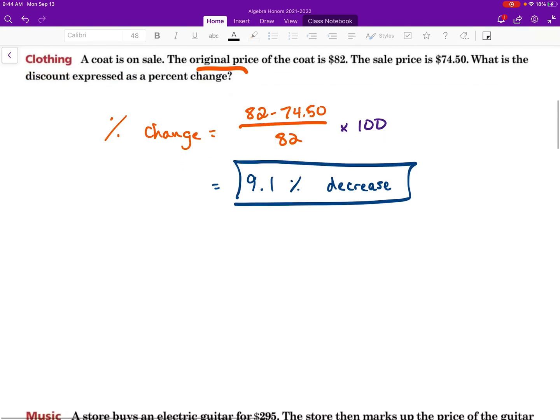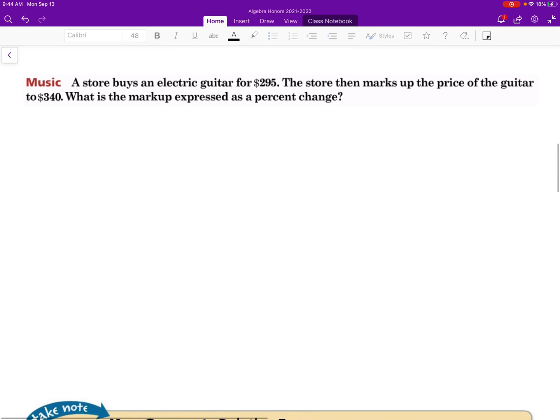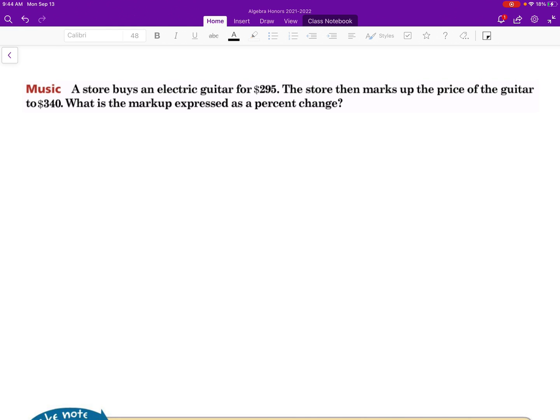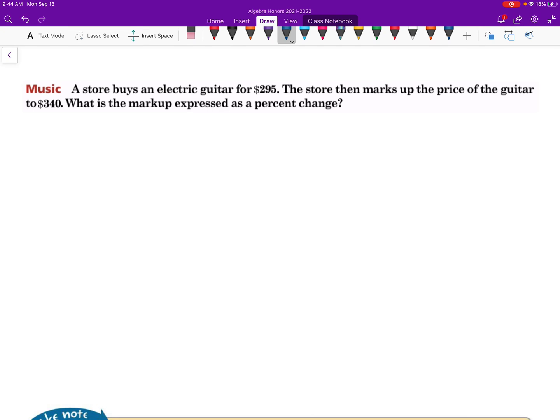Let's go ahead and take a look at another one here. A store buys an electric guitar for $295. The store then marks up the price of the guitar to $340. Anytime a store buys something, they're going to sell it for more than they actually bought it for, so they can make some money. So we're still going to find that percent of change here, but this time we might notice that the number increased. So it's going to be a percent increase at the end.